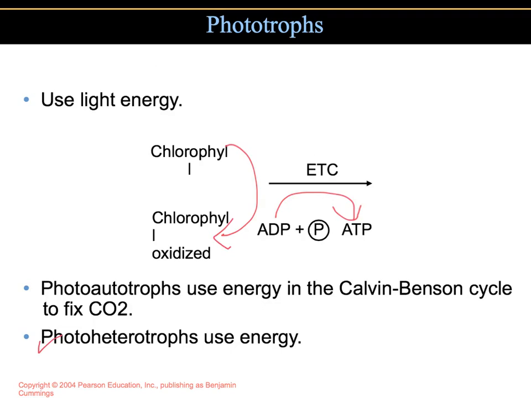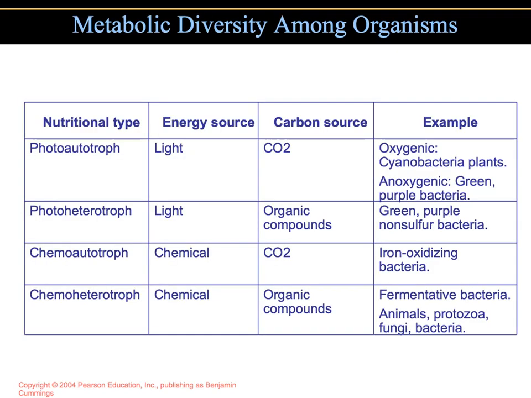They are anoxygenic. This slide simply shows the diversity among organisms as far as their nutritional types, whether they're photoautotrophs, photoheterotrophs, chemoautotrophs, chemoheterotrophs, their energy source, whether it's light or chemical. You also have their carbon source, whether it's carbon dioxide or organic compounds. And here we have some examples of each. So be sure to go over these and understand, at least know these.